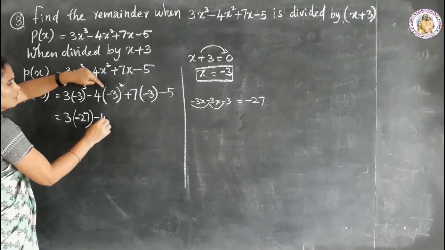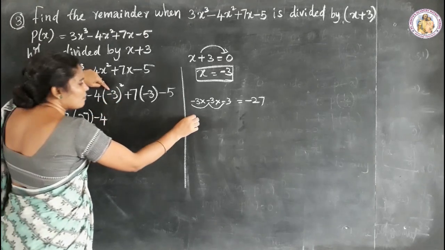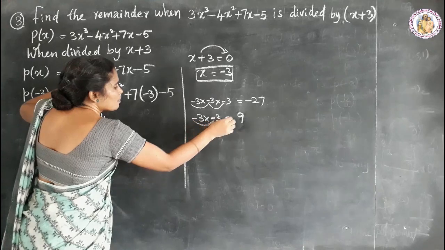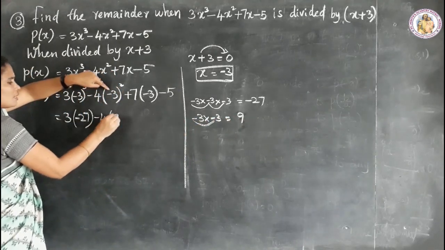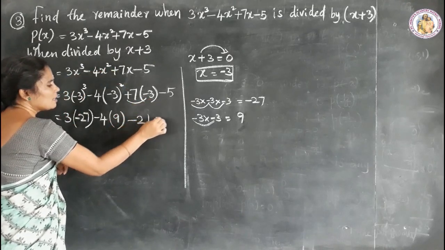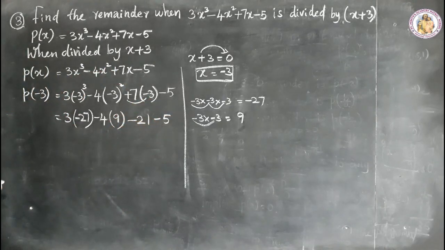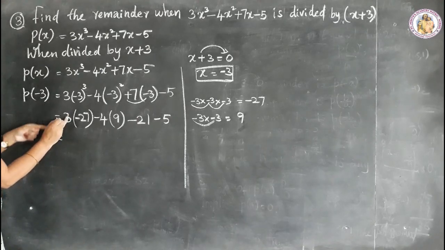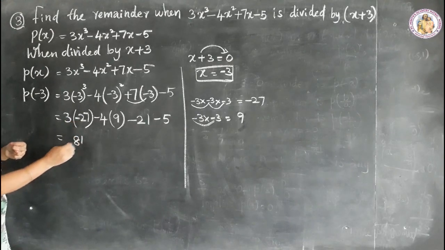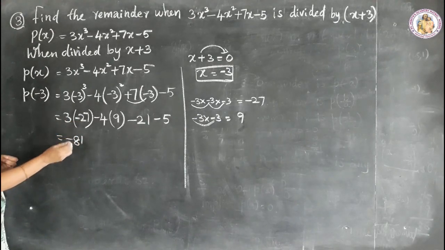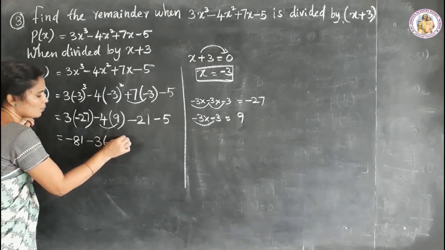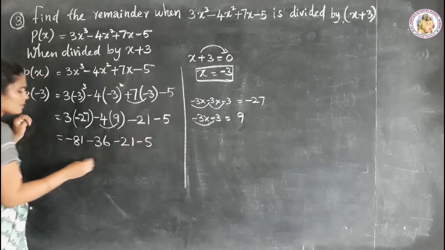And then 4 into minus 3 to the power of 2: minus 3 into minus 3, 3 3s are 9. Minus into minus plus. So 9, plus into minus minus. Then 7 3s are 21, minus 5. Okay, now multiply 7 3s are 21, 2 3s are 6. Plus into minus minus, and then 9 4s are 36, minus 21, minus 5.